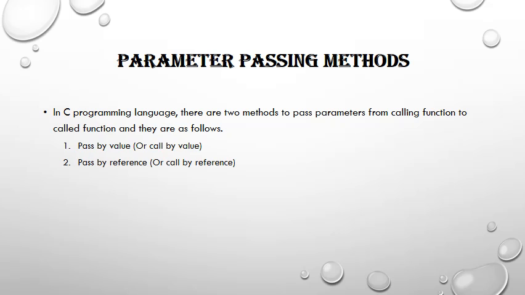So parameter passing. When a function is called, the values of actual parameters are passed to the formal parameters, right? So they are done in two different methods. Either it could be passed by value or it could be passed by reference. Pass by value is called call by value, and pass by reference is called call by reference. So what is pass by value?